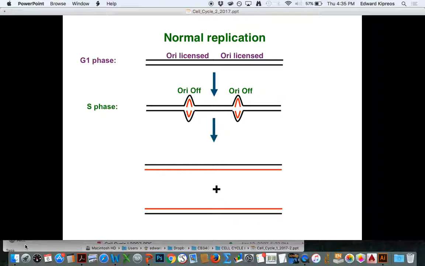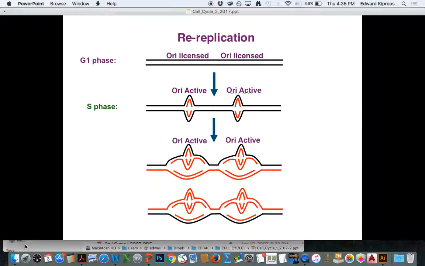Okay, but at any rate, let's just say what happens is normal replication. So you're like, well, what's this important for? Well, why does he spend all his time talking about license? What's this license business? Well, I'll explain it to you now. What if the license is still there in S phase? You're like, that doesn't look so bad. Oh, but you don't know what's happening.